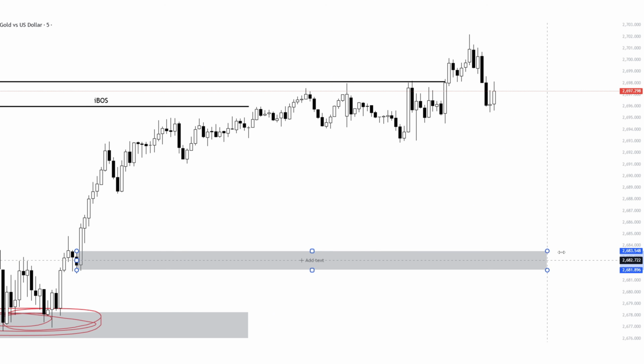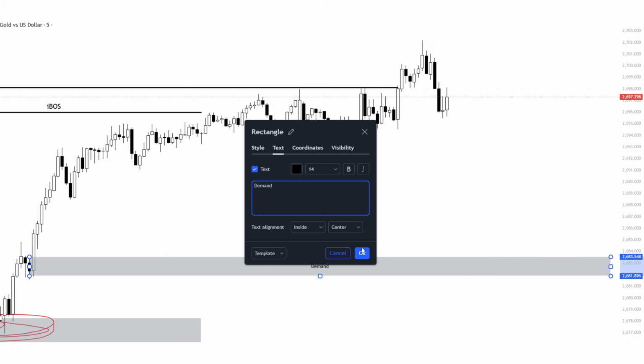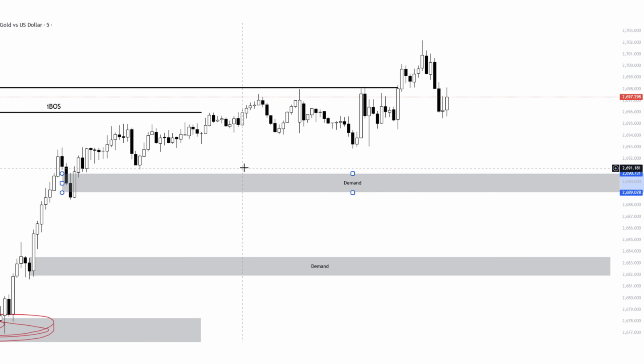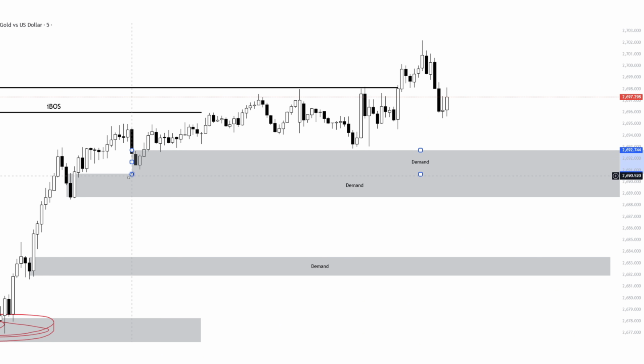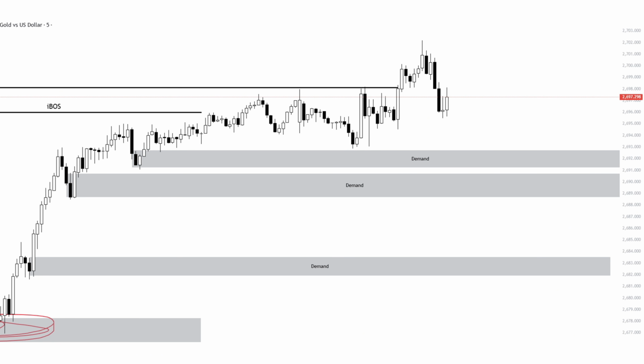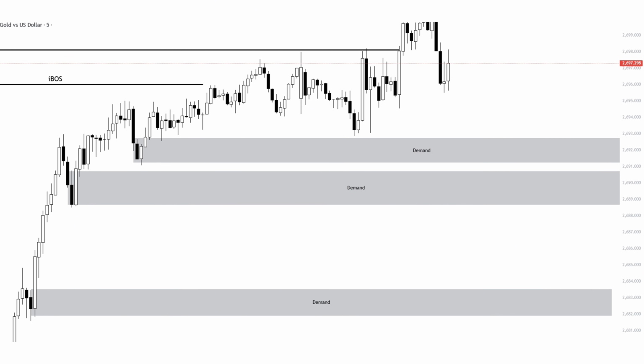There is a demand right here. There is another demand right above. And there is another one here. Now, how can we know where the market would bounce up from? Well, we can't know for certain. So the only thing we can do is to filter out and have as few demands as we can.